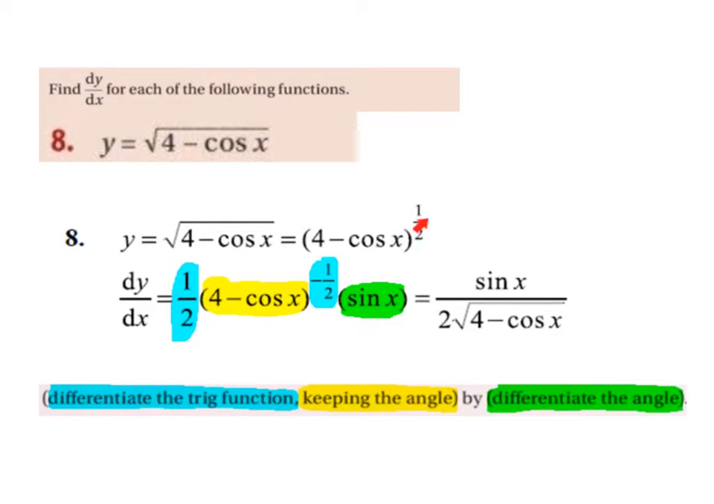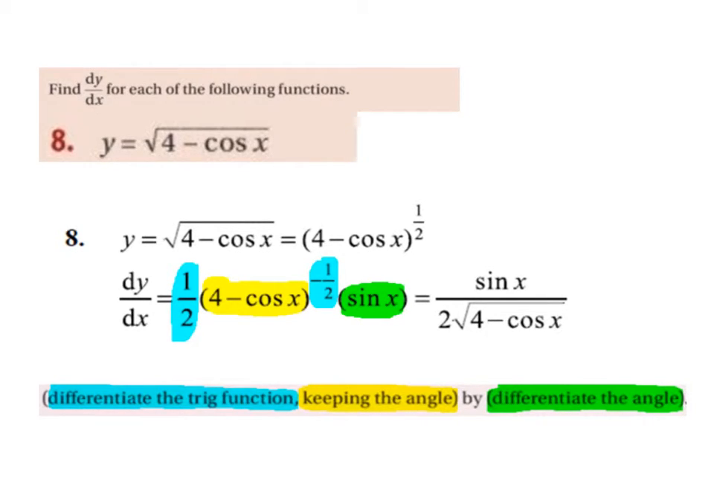So we bring the power down in front, the half comes down in front, we keep the angle, so 4 minus cos x, and a half minus 1 is minus a half. So we differentiated the trig function and we kept the angle. And we multiply that by the derivative of the angle. And we can't differentiate 4 with respect to x because there is no x. So the derivative of cos x is minus sin x, and minus minus sin x gives us just sin x.